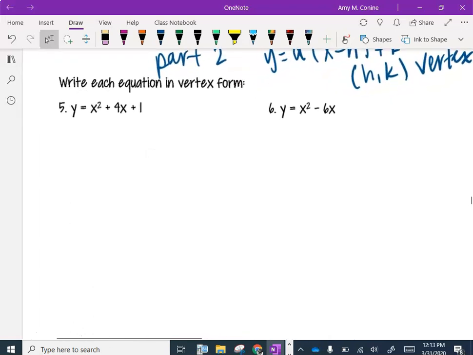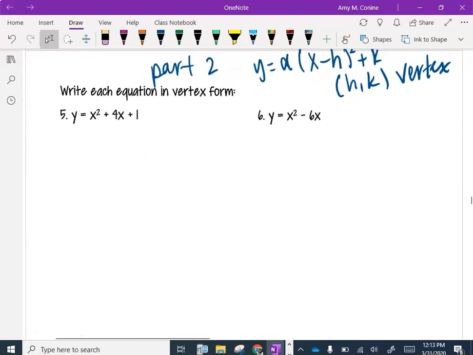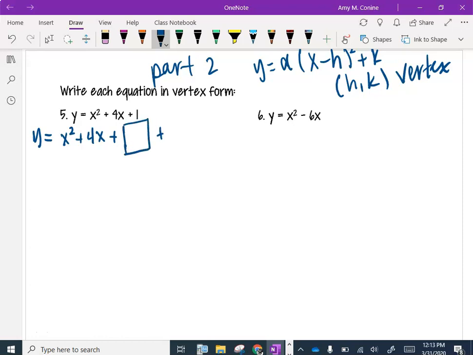So for 5, we're going to go ahead and put in our plus and minus box. We do not have an a here. A is just 1, so we're not going to worry about what to do with a yet. I'll show you that on the next example. So we're going to put a plus box after 4x and a minus box after 1.